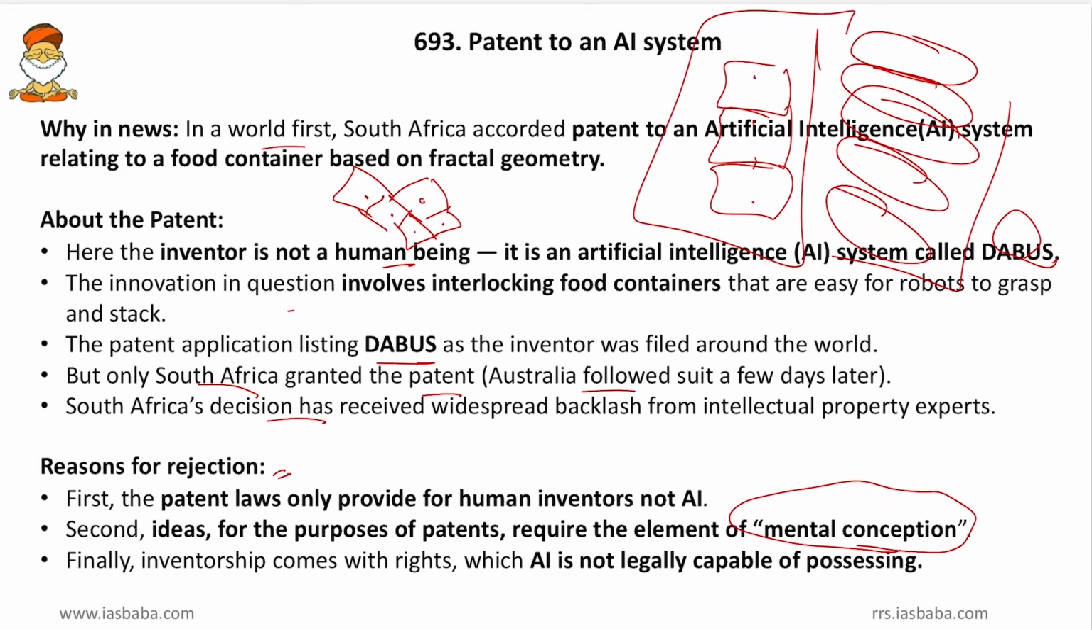And then finally, inventorship comes with rights which the artificial intelligence is not legally capable of possessing. So this artificial intelligence is not capable of legally possessing and exercising those rights. So that is why it was opposed by experts. So this is all about the patent on artificial intelligence. We will see any further developments in the future and we will update accordingly.